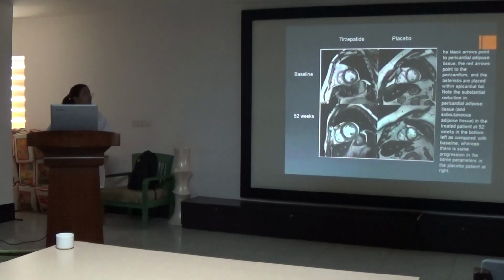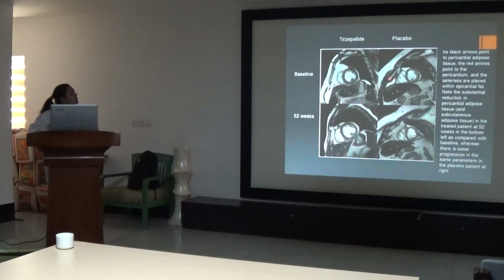This is basically a cardiac MRI image they had shown. The red arrow signifies the pericardium. The black arrow is the pericardial fat that is seen. At 52 weeks, this has been reduced, but not to a great extent. What we see in placebo is that this pericardial fat has increased to a great extent at 52 weeks.